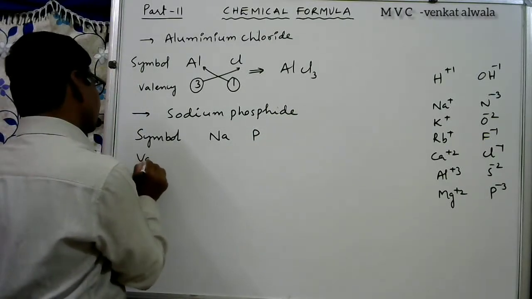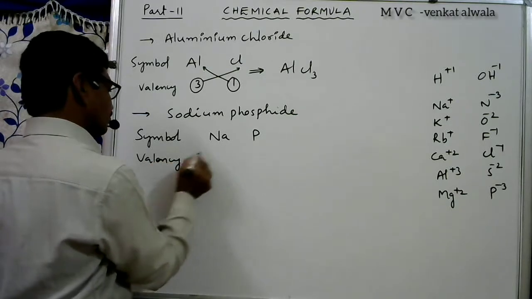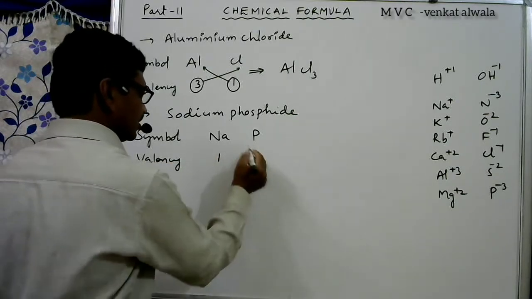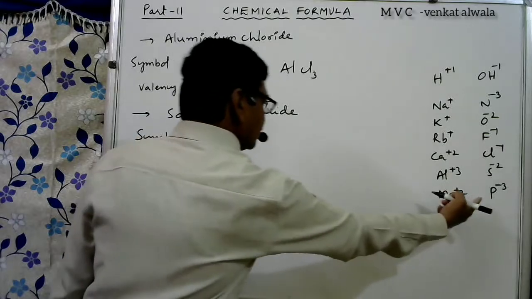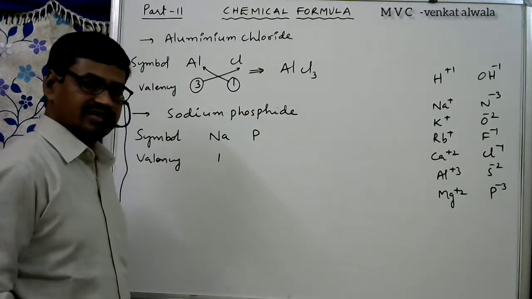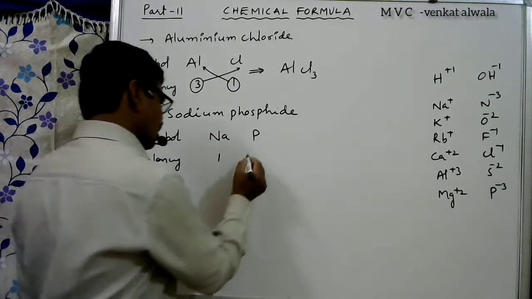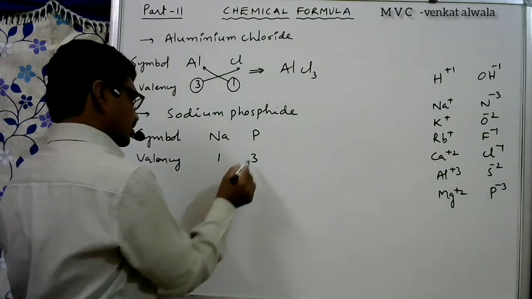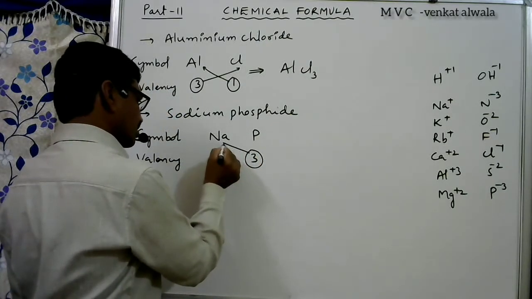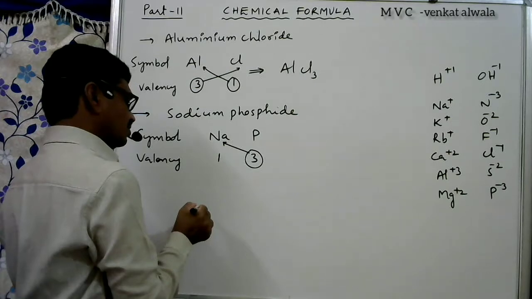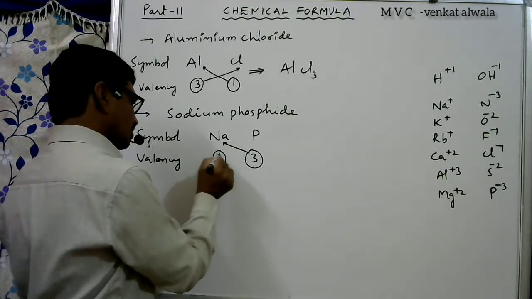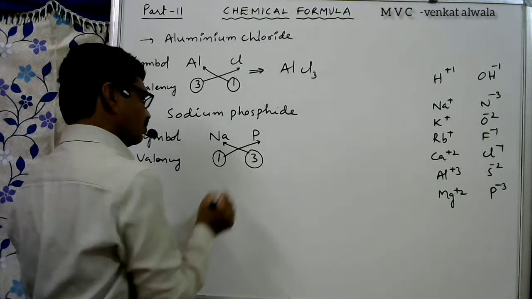Here valency for sodium is 1, for phosphorus, atomic number 15, it requires 3 more electrons to get stability. So here I am writing 3. This 3 should be taken as subscript for sodium. This 1 is taken as subscript for phosphorus.